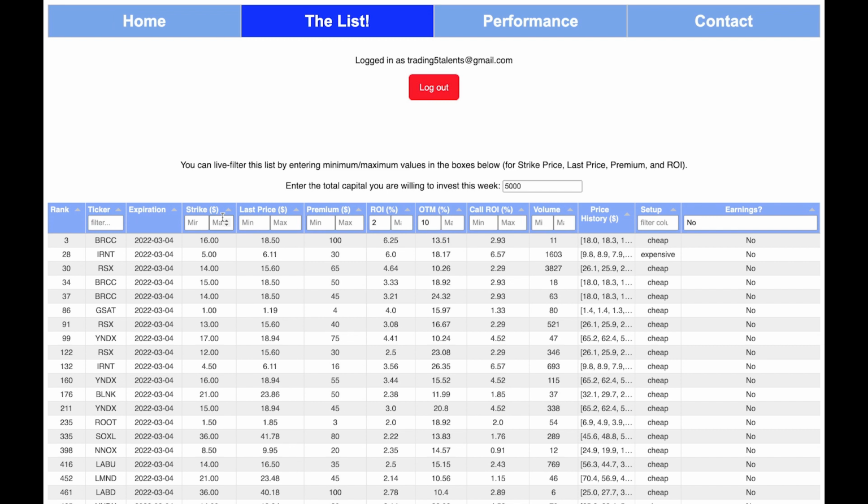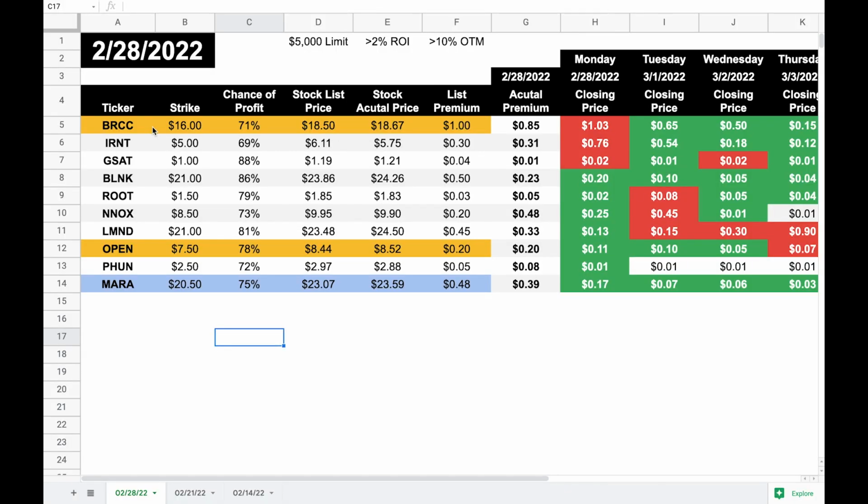So the first one is BRCC, and this was added to my list. I'll go through each one and add that to my watch list for potential trades on Monday. So that's what this list is here. The first one you saw was BRCC, IRNT, GSAT, and so on. I'm only picking the first recommended strike price if a ticker was listed multiple times. So in this case, just a single play on BRCC, a single play on IRNT.